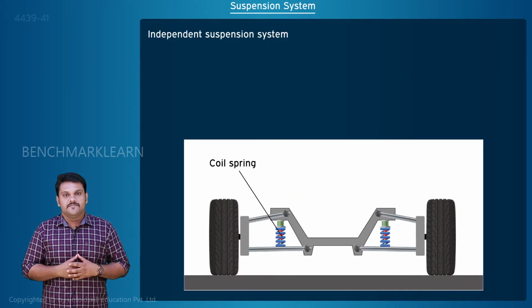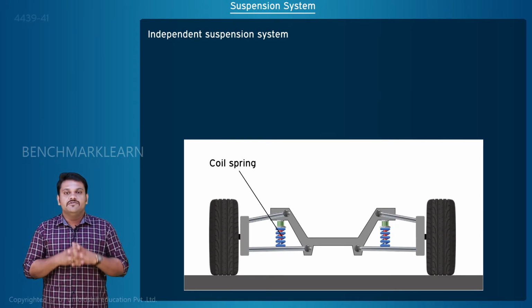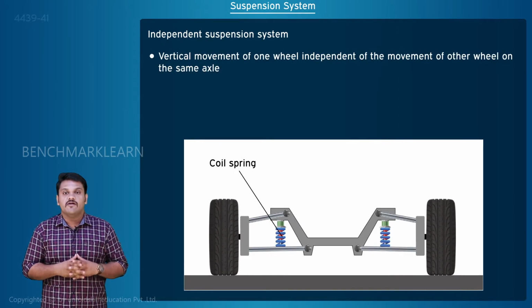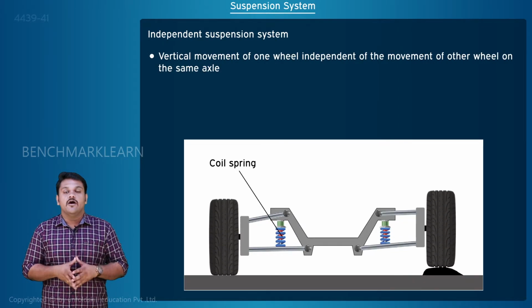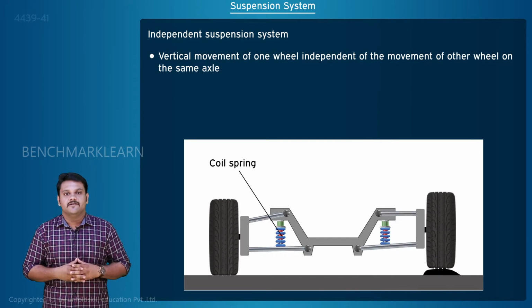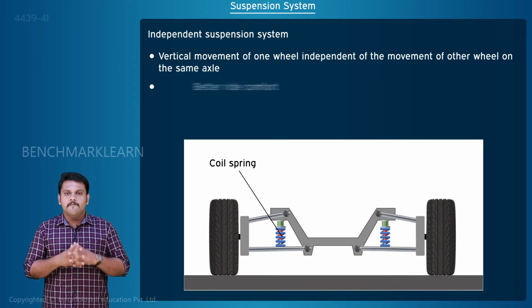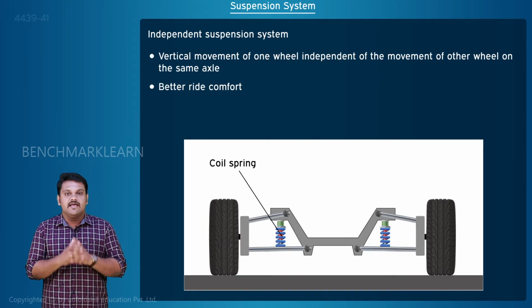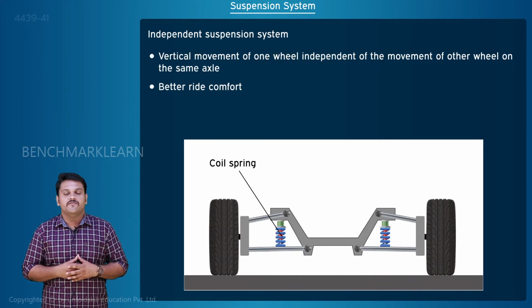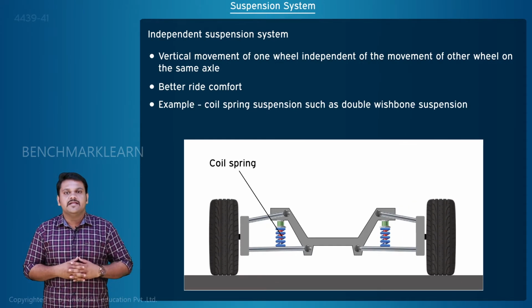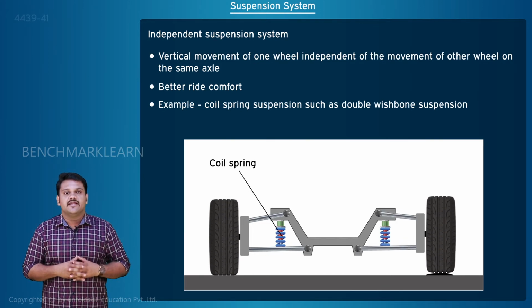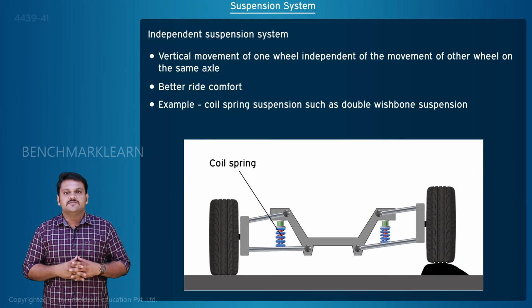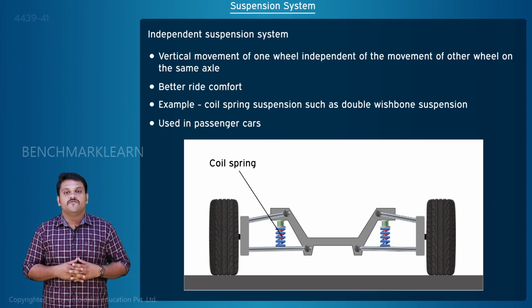Independent suspension system. Independent suspension system is any suspension system which permits the vertical movement of one wheel independent of the movement of the other wheel on the same axle. Such a system offers better ride comfort as the vertical movement of one wheel has little effect on the overall movement of the vehicle. Any coil spring type suspension such as double wishbone suspension can be stated as an example. This type of suspension system is used in most of the passenger cars.